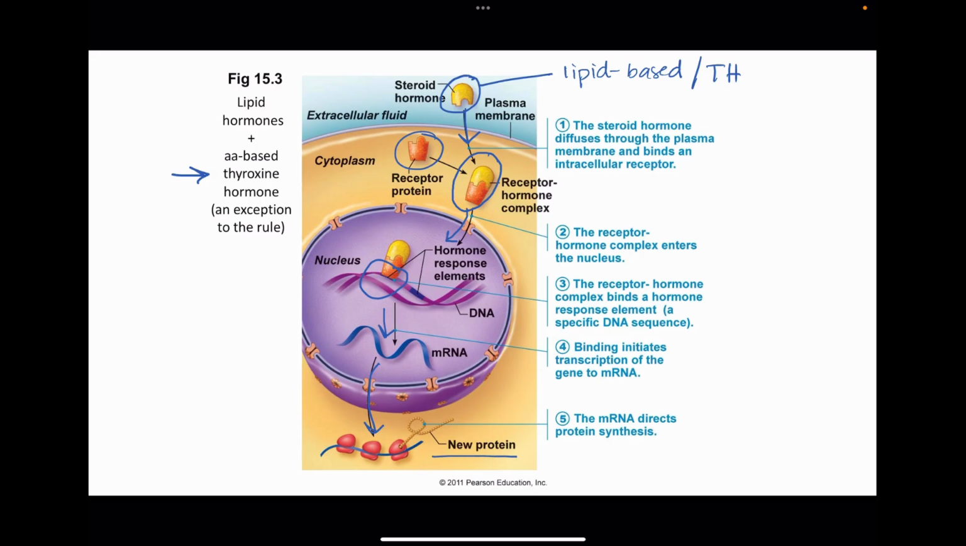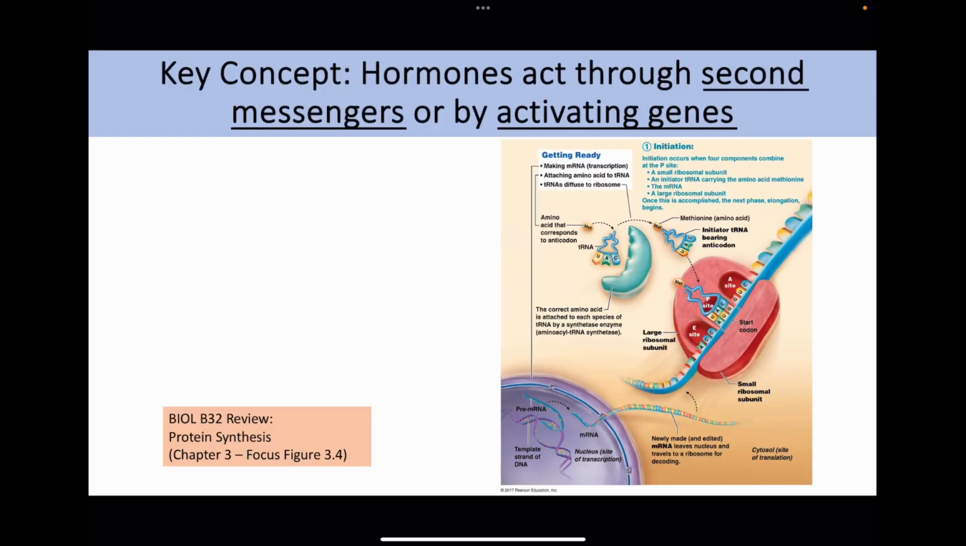Any questions about how lipid-based hormones work? You're going to draw out this diagram and show me the steps so you'll have some practice with the steps of this for today's lab, which will be mostly homework because we're already at 10:15.